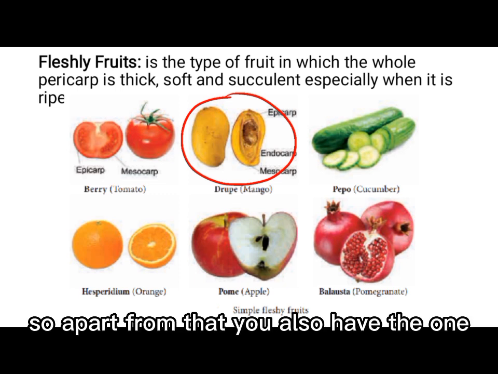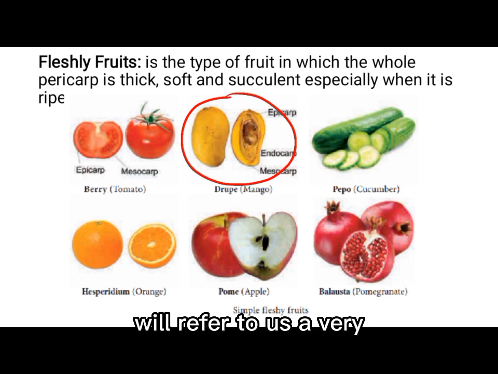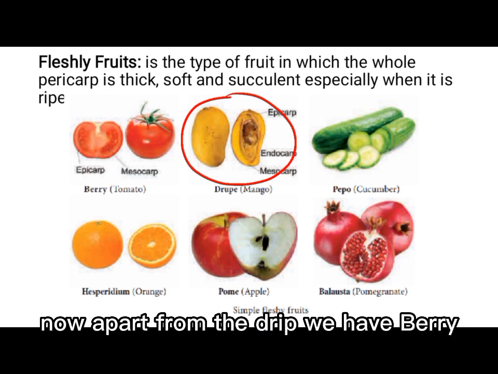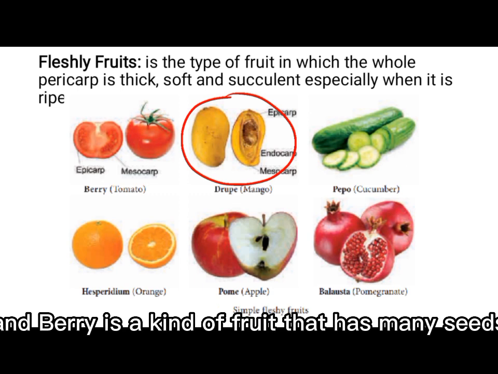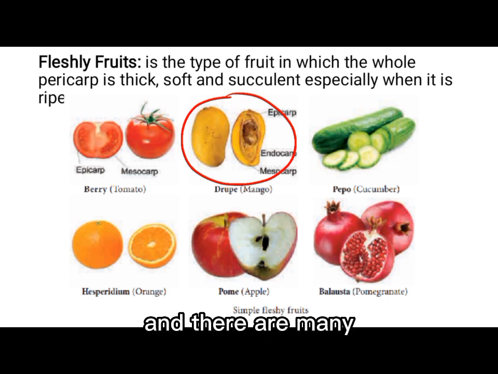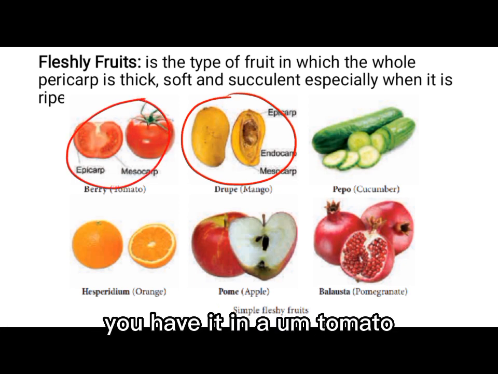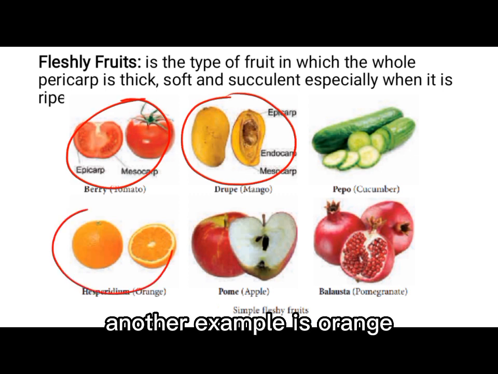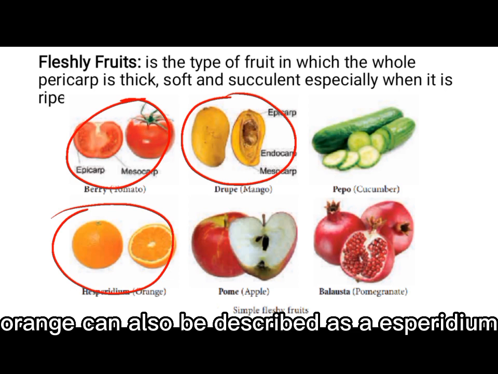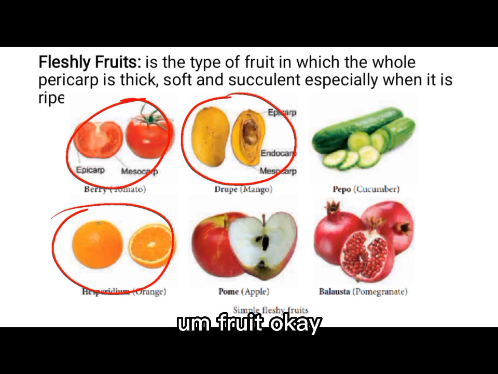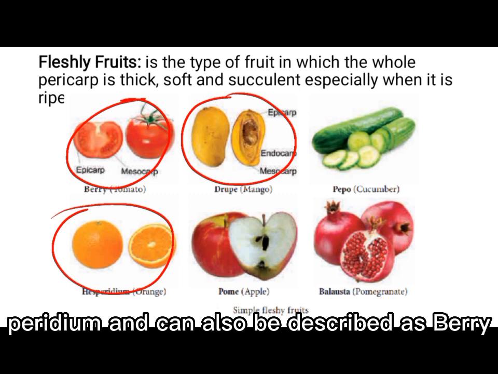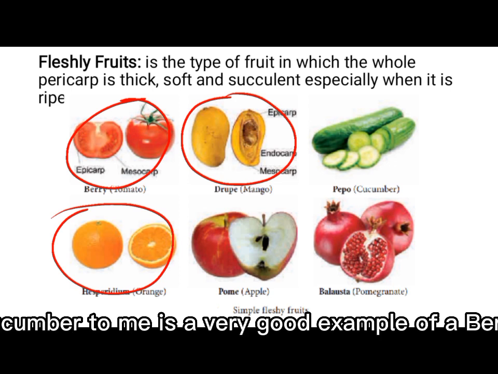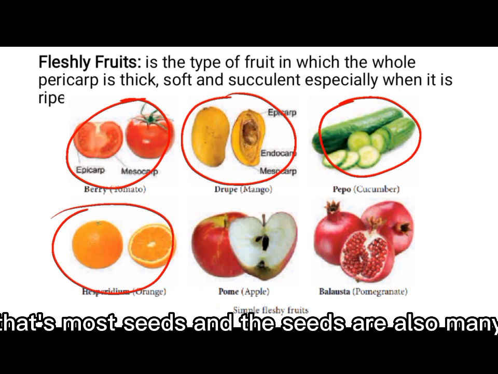Apart from that, you also have the one we refer to as a berry. Apart from the drupe, we have berry, and berry is a kind of fruit that has many small seeds. Very good example is tomato. Another example is orange. Orange can also be described as a hesperidium fruit. It can be both a hesperidium and a berry. Then cucumber too is a very good example of berry. It has small seeds, and the seeds are also many.